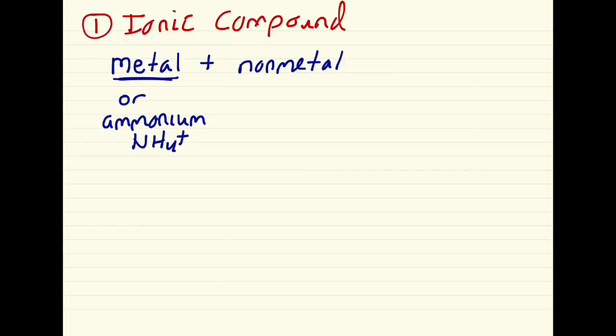The second part of the ionic compound will be your nonmetal, or a grouping of elements bonded together that form a negative charge, called negative polyatomics. And I'll look at those with you in a second. But right now we're just looking at how to identify a compound.